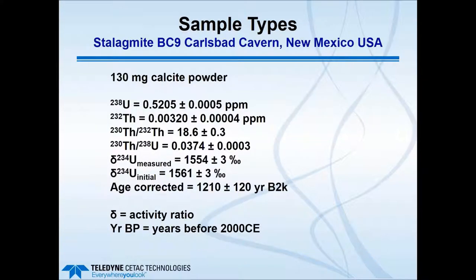So some of the results, and I'll just show this is 130 milligrams of the powdered sample. It's a calcite, which is a carbonate. And I'll note some of the, of course, elements and ratios that are measured as part of the calculation. But I'll point out the age-corrected value, which is what we're looking at, was about 1,200 years. A relatively young stalagmite. But these are some of the things that will be measured: uranium levels, thorium levels, varying ratios, activity ratio, in order to come up with the corrected age of the sample.